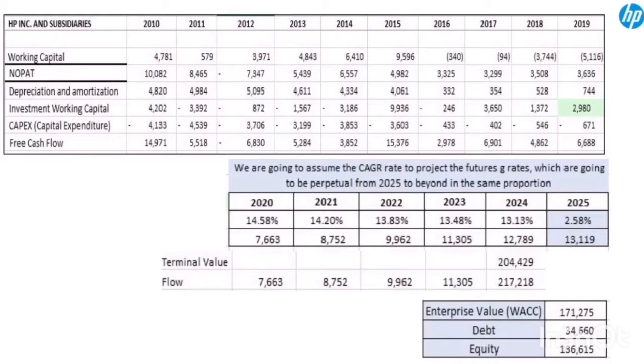Within this framework, we use a WACC of 9% as reference. This value was obtained from the website Finbox Inc. Following this assumption, the value of HP will be 171,275 with a debt of 34,660 and an equity of 136,650, based on its future cash flow shown in the figure as well.